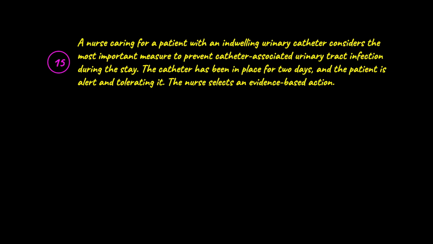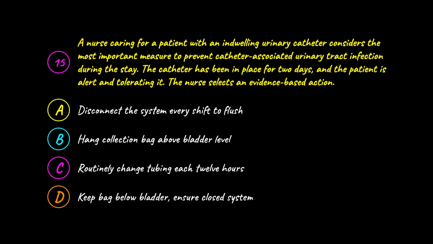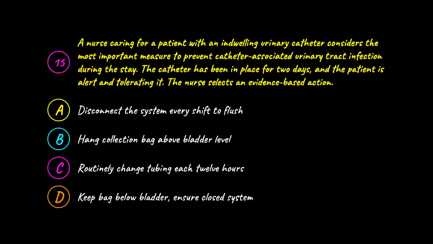Your options are A. Disconnect the system every shift to flush. B. Hang collection bag above bladder level. C. Routinely change tubing each 12 hours. D. Keep bag below bladder, ensure closed system. Don't overthink it. Which one feels right?